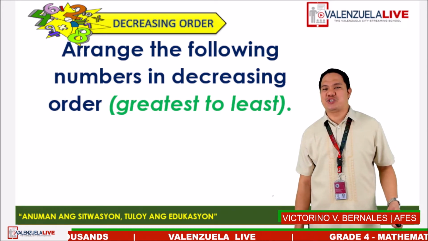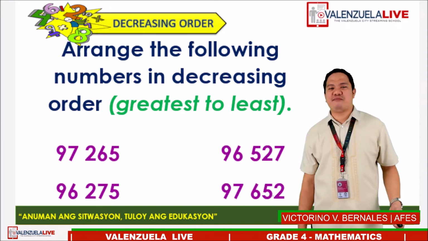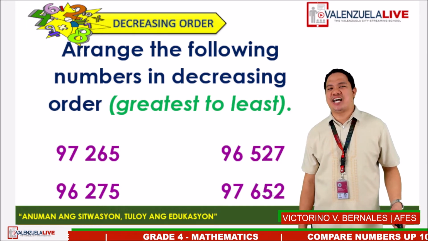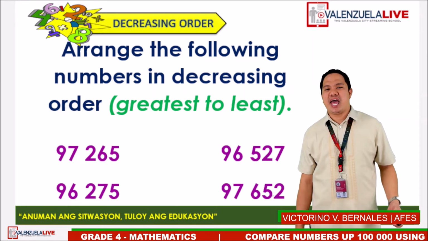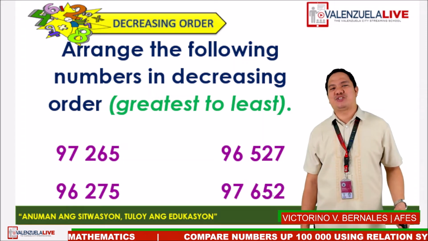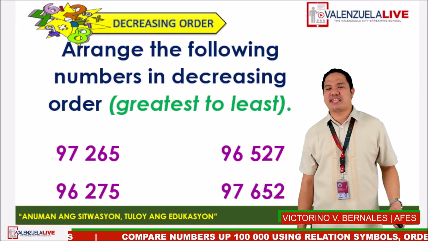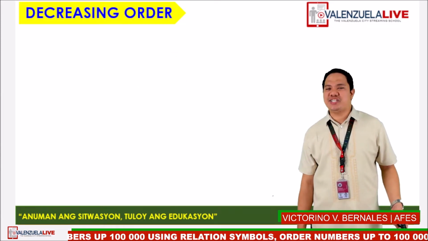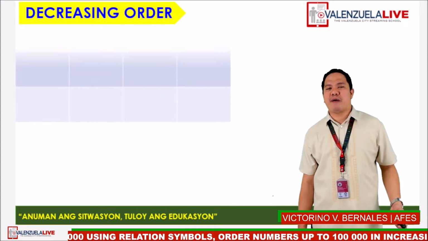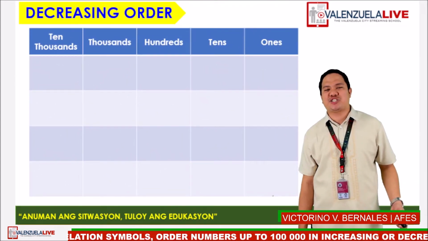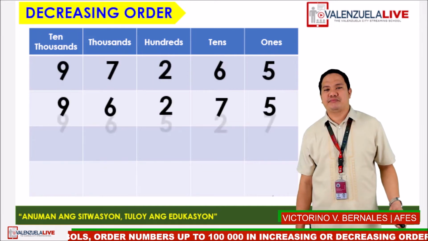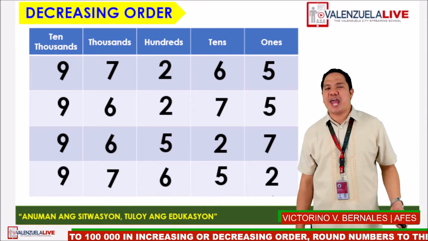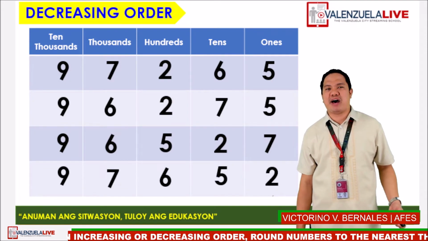These are the numbers we need to arrange: 97,265, 96,275, 96,527, and 97,652. Again, to arrange these numbers in decreasing order, we have to place all the given numbers in a place value chart. Then, we have to study the given numbers and compare them according to their place value.